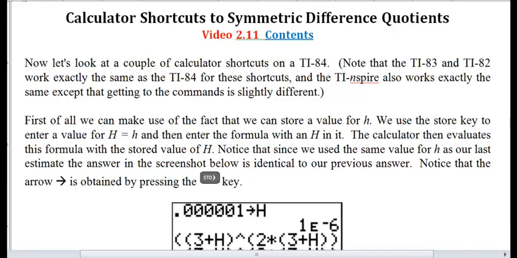This is Jack Jackson. In this video we're going to talk about some calculator shortcuts to finding the symmetric difference quotients. In other words, we're going to talk about how to use a TI84, TI83, TI82, TI-nspire, those calculators to approximate derivatives numerically given the formula.